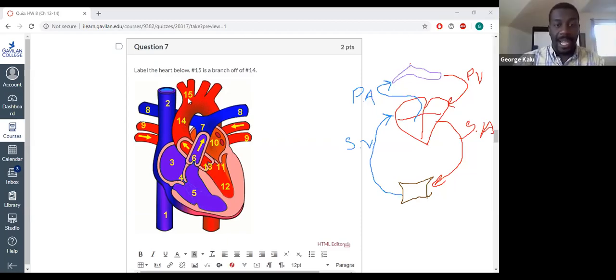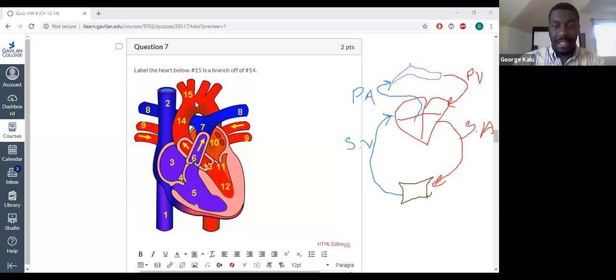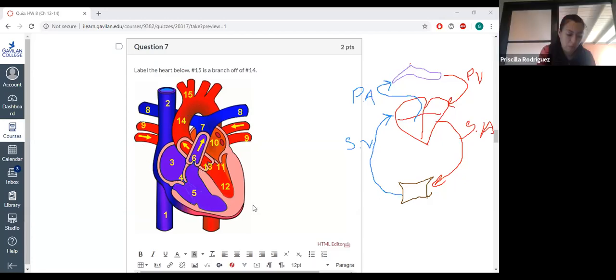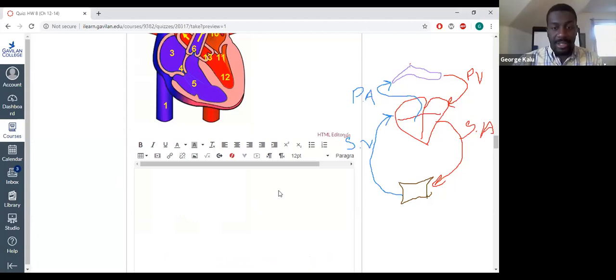And then number 15, which is a branch off of the aorta. Which branch is this here? The brachiocephalic trunk. Perfect. Okay, any questions on the parts of this heart here? Okay. All right, so now moving forward here.